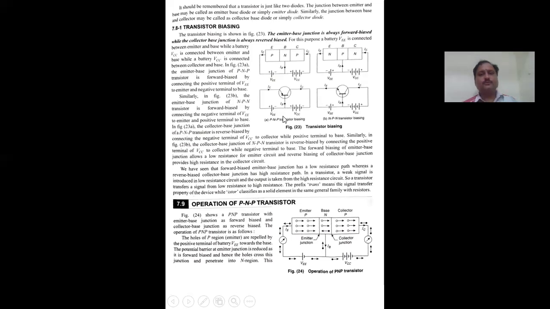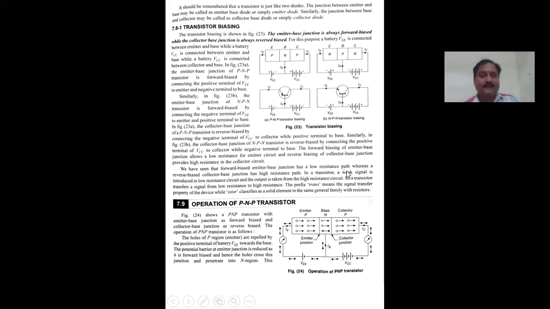These are all points you know in the PN junction also. But what is the difference? We have two junctions at a time in the same device. That's why a transistor transfers a signal from low resistance to high resistance. The forward biased emitter base junction has low resistance.